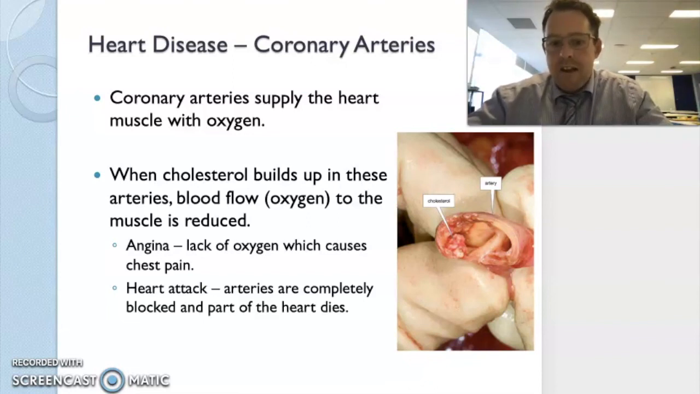Okay, so if we don't get enough oxygen to our actual heart muscle, we can get a couple of things. The first thing we can get is what's called angina, and that's a lack of oxygen which causes chest pain. And sometimes people confuse angina with an actual heart attack. A heart attack is where arteries are completely blocked, and that causes part of the heart to die because the cells can't get oxygen. And you can see here, we've got an artery, okay, and we'll talk about the structure of an artery in the next video, but you can see that there's cholesterol built up in that artery, and that's going to affect how much blood can flow through.